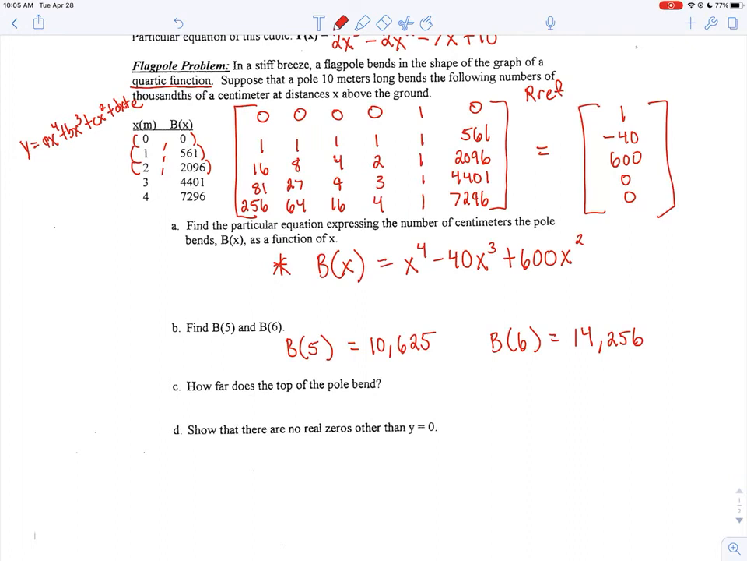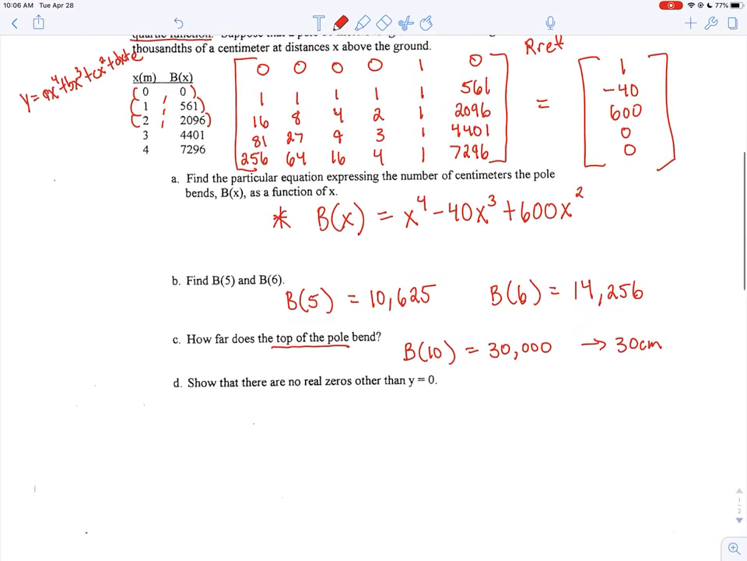All right. How far does the top of the pole bend? So this one, you need to think about the top of the pole. So we need to go back to the original problem that they gave us. They said it was a 10-meter long pole. If it's 10 meters long, that's our x value, the length of how long it is, and then the bend obviously is our y. So they're saying what's b of 10? We plug that in, so we're already set for that, and we get 30,000 out of that. I think if we read the wording of this, it was in thousands, 30,000 thousandths of centimeters. So this should be roughly 30 centimeters.